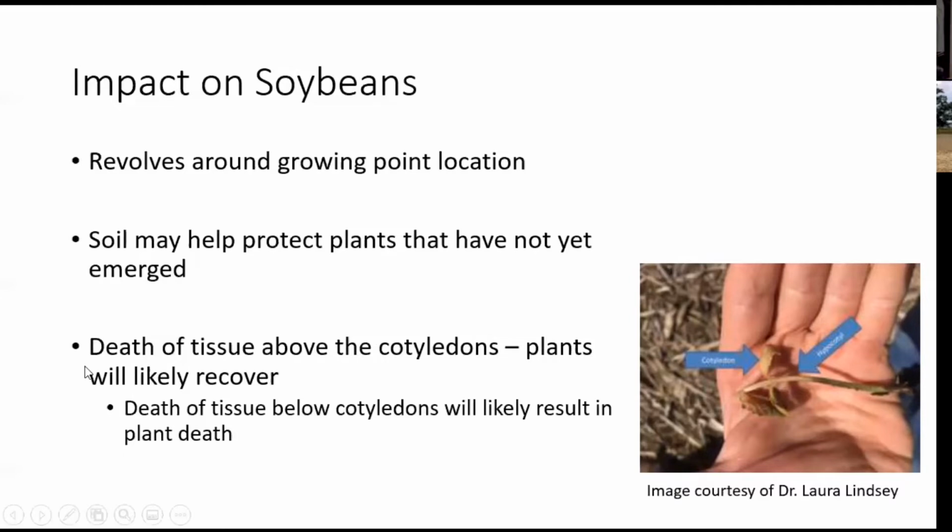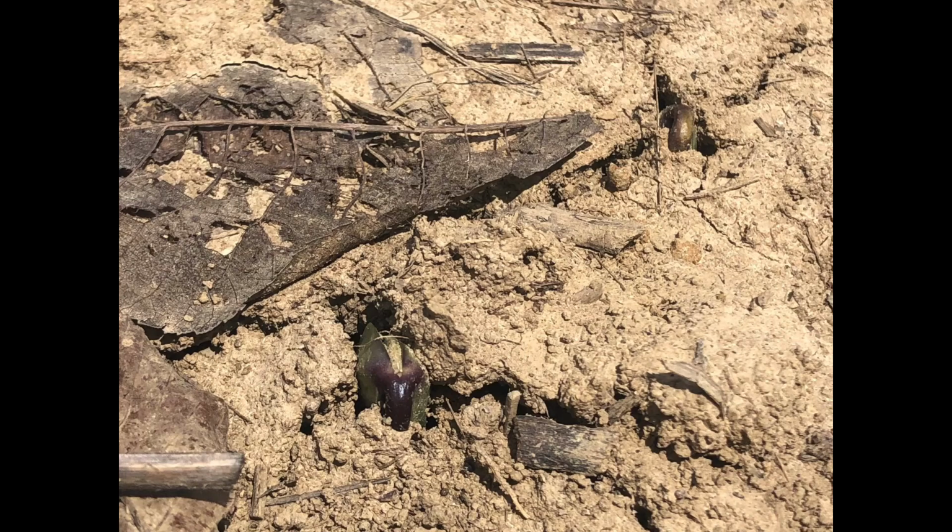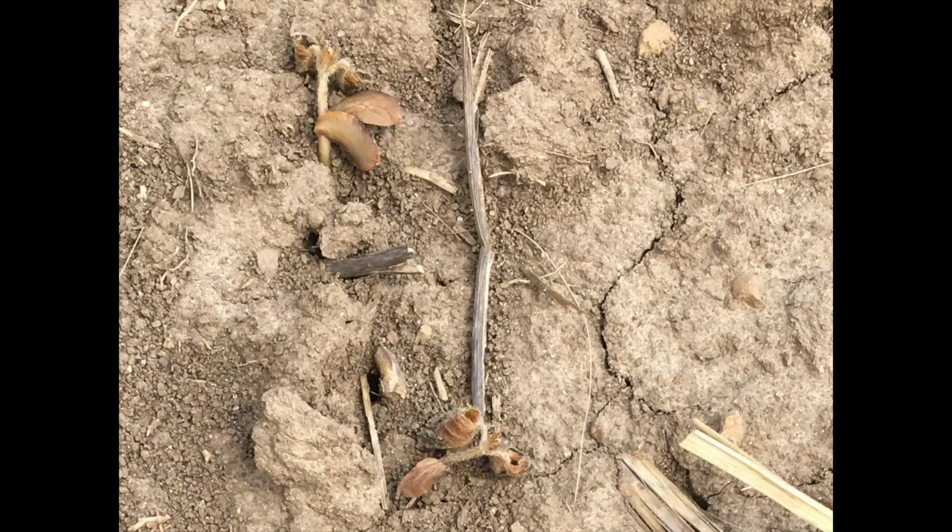Typically, if we have death of the cotyledon, the tissue above the cotyledons, the plants may be able to respond because of where the meristematic tissue is on that plant. It can produce other shoots that can be yield bearing and can produce yield. But if death occurs below the cotyledons, that hypocotyl gets damaged, it's probably going to result in plant death. And there may be some need for assessment and evaluation of a replant decision in that scenario.